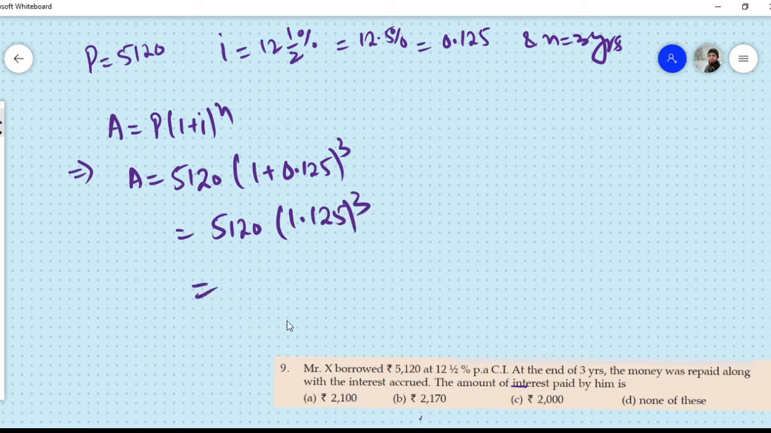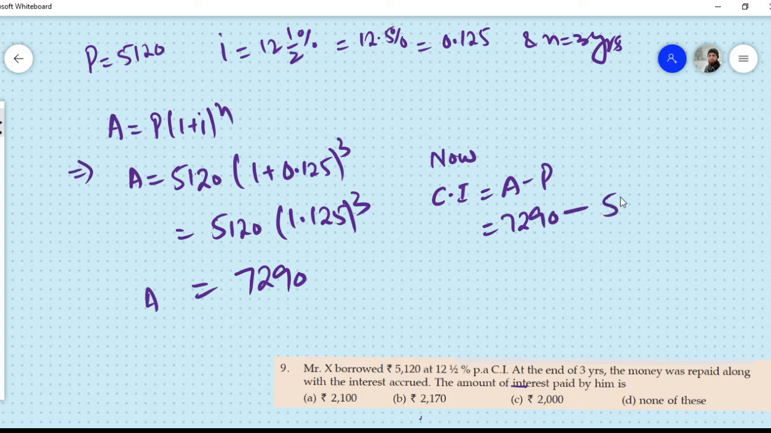After simplifying these values, we get 7290. Therefore, A is equal to 7290. Now we know compound interest is equal to A minus P. A is 7290, P is the principal amount 5120. Therefore, it is 2170. Therefore, option B is the correct option.